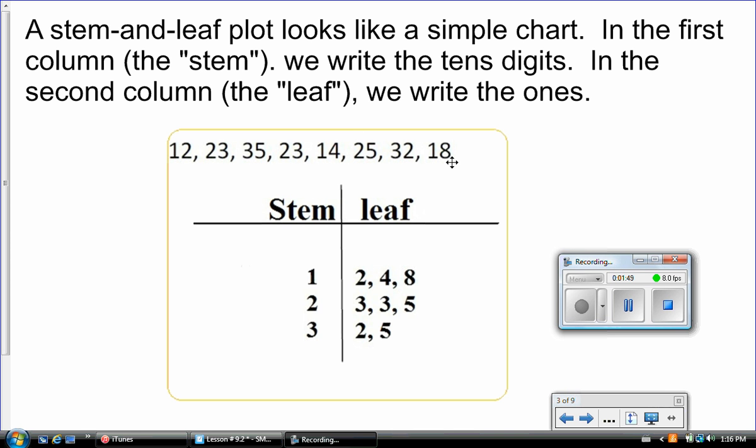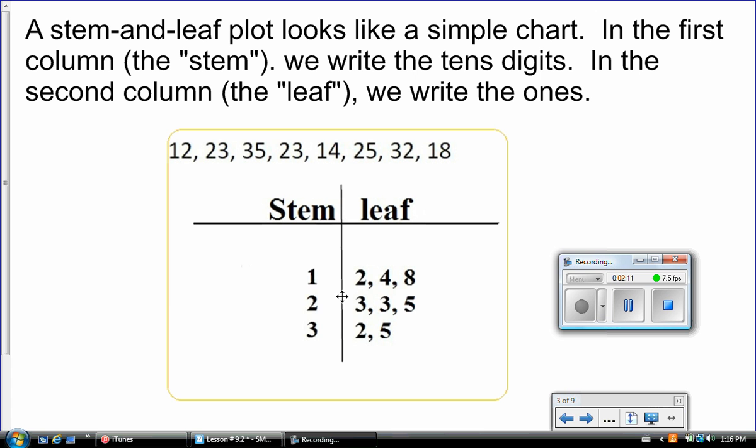And again, we're going to do likewise for 18. We'll just write the 8 in the leaf column since we already have the 1 as the stem. Okay, something important to note here. Our next stem is 2, meaning that we're looking at numbers in the 20s. And we have two 23s.